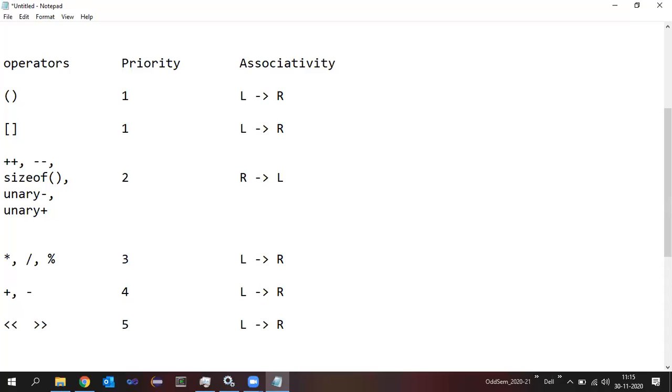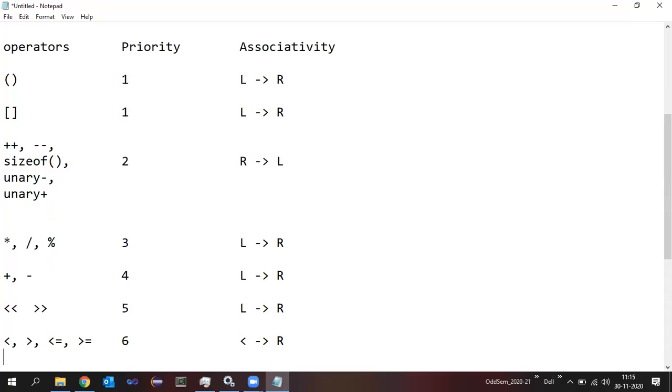And then come the relational operators like less than, greater than, less than or equal to, greater than or equal to. All these have priority 6, and again they are performed from left to right. Then we have equal to and not equal to, which have priority 7. They are also performed from left to right.